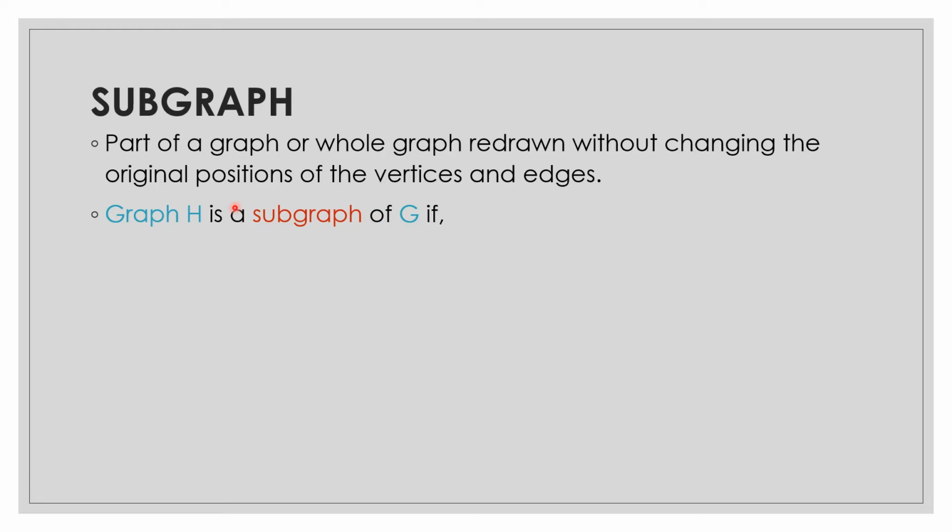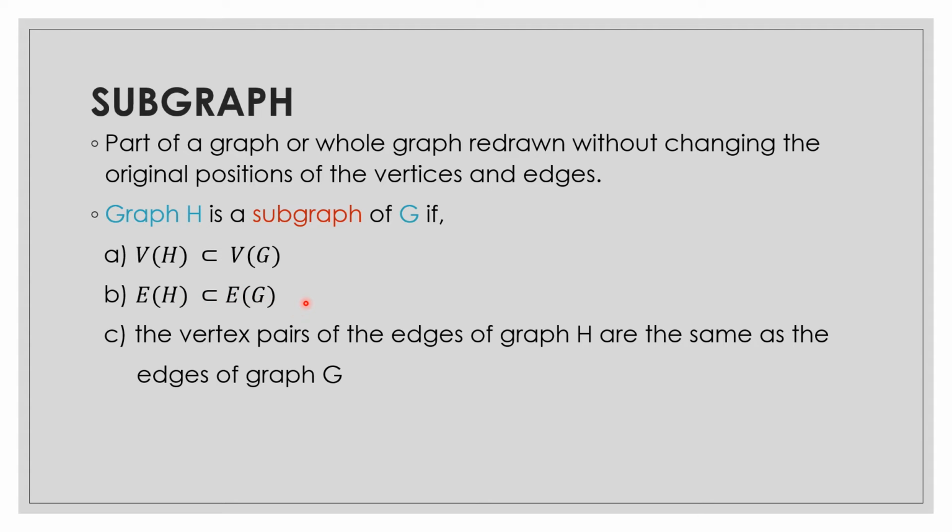Graph H is a subgraph of G means that it is a part of the graph of G, or it is the whole graph of G, if all the vertices in graph H are a subset of the vertices in graph G, and all the edges in graph H are a subset of the edges in graph G, and the vertex pairs of the edges of graph H are the same as the edges of graph G.